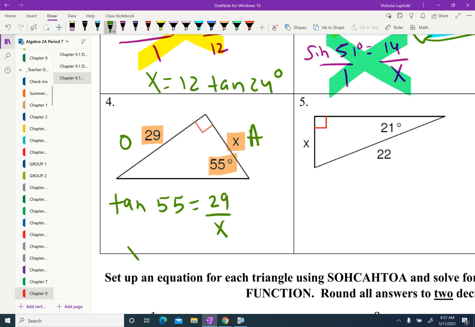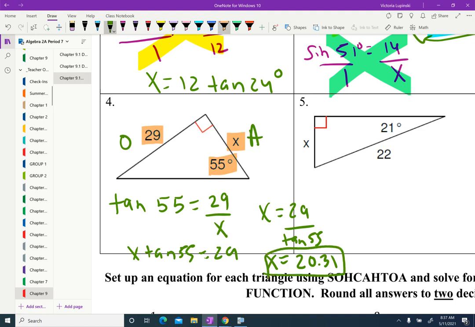You would have to cross multiply. So x tangent of 55 equals 29. Then you would have to divide, so 29 over the tangent of 55. Now that I've shown you how to do the calculations, you should be confirming them as I do them, but you should in fact get an answer of 20.31.